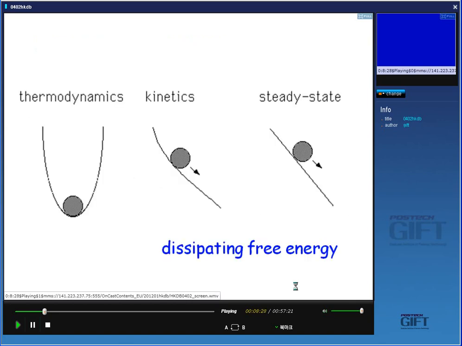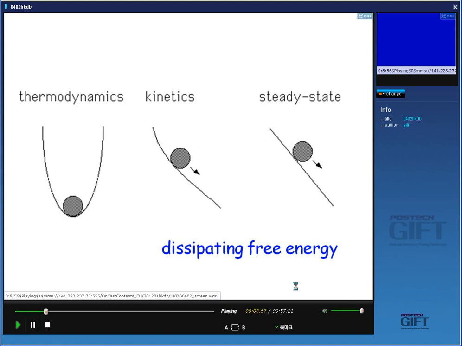So, once again, we have the normal thermodynamic equilibrium state where there is no energy being dissipated. These two represent cases where energy is being dissipated. In this case, the hill does not have a constant slope, right? So the rate of dissipation is not constant. This is what we call steady state, where the rate of dissipation is constant.